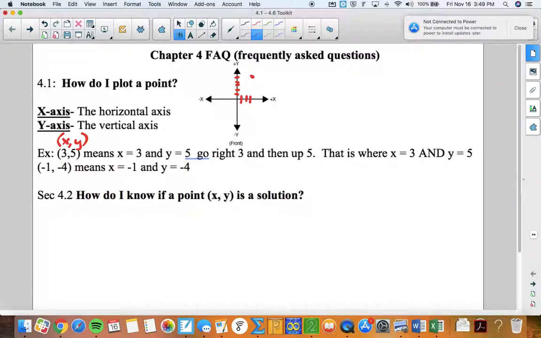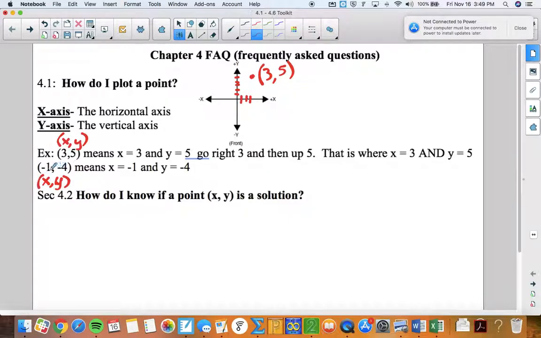And this is the point right here where x is 3 and y is 5. So that's where the coordinate pair 3, 5 goes. Here, again, it's always x comma y, just like the alphabet. It's always x and then y and then z. But don't worry, we're not going to graph in 3 dimensions.